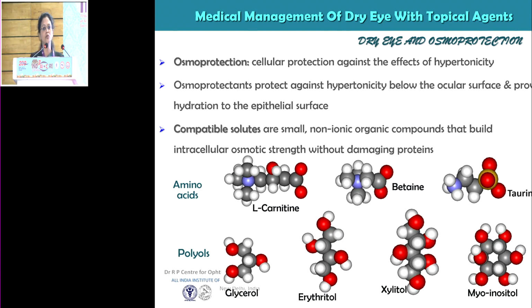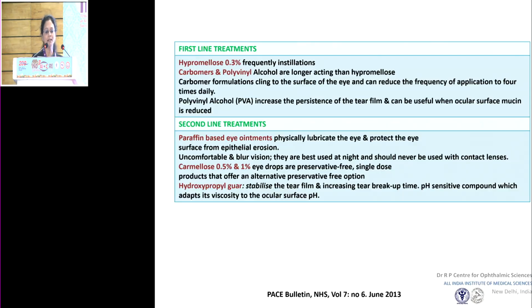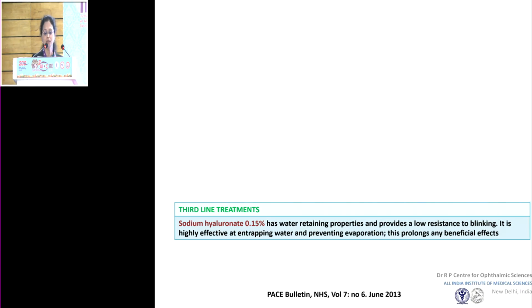So that's why we need to look at those which contain polyols, and these polyols are amino acids which are additives in the tears, which get into the cells and help to retain intracellular osmotic strength without damaging the proteins of the cells, and thereby enhance the effect of the medication which you are looking at.